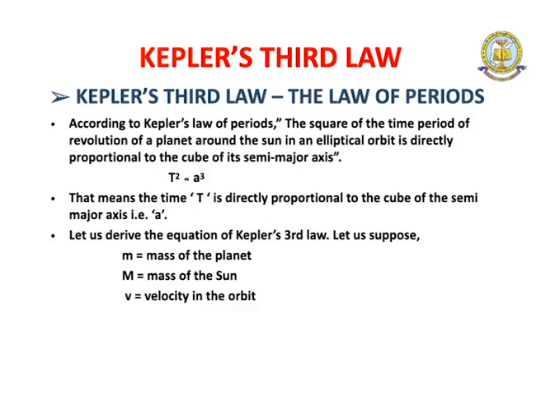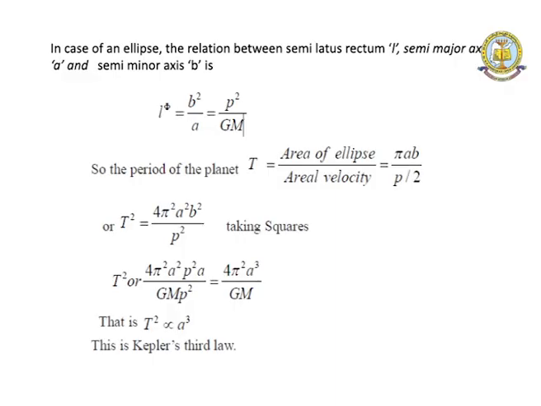So you can prove that T square is proportional to a cube, that is Kepler's third law. Now the relation between the semi latus rectum and the semi major and semi minor axes. Semi major axis means a and semi minor axis means b. Here you can write the equation L is equal to b square by a. You know that the semi latus rectum formula, derived in Kepler's first law, is p square by GM. So that is equal to b square by a.